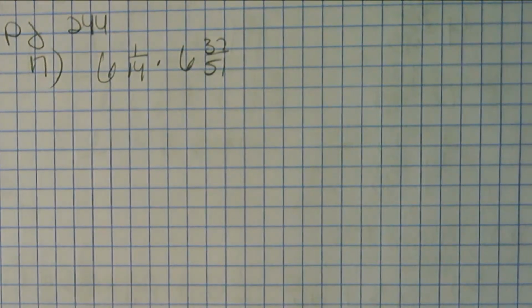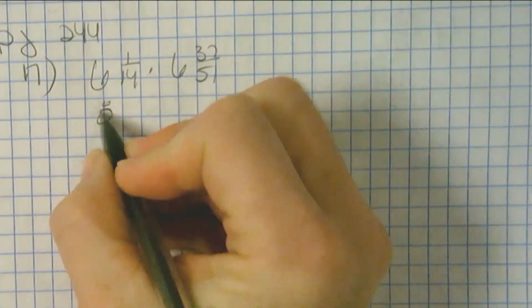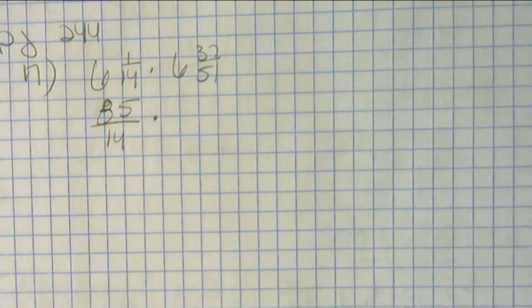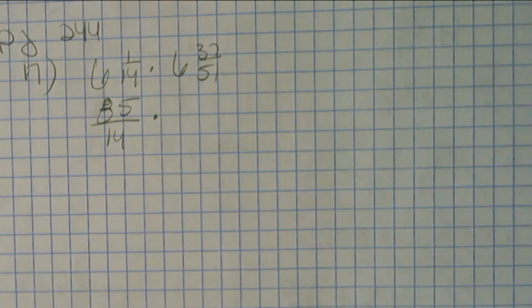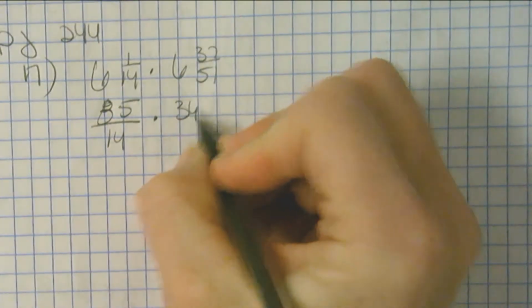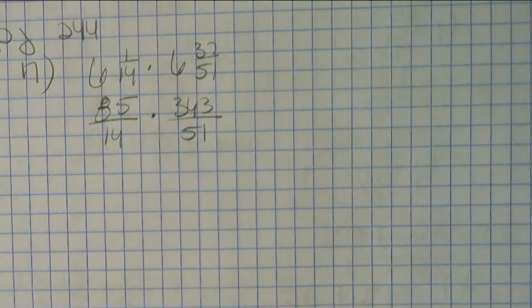All right? So I have 14 times 6 is 84 plus 1 is 85. So this is going to be 85/14, and I'm going to multiply that by 6 times 51 plus 37. If I did that right, I have 343/51. Questions so far?